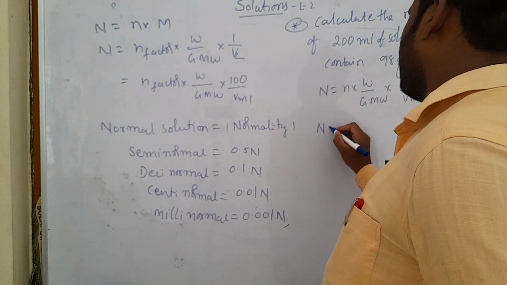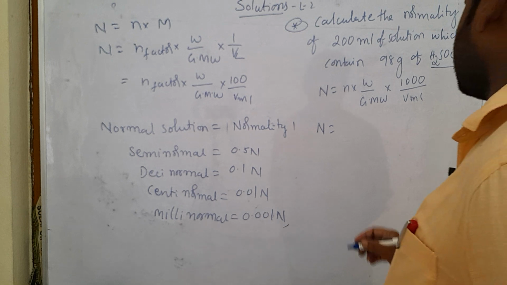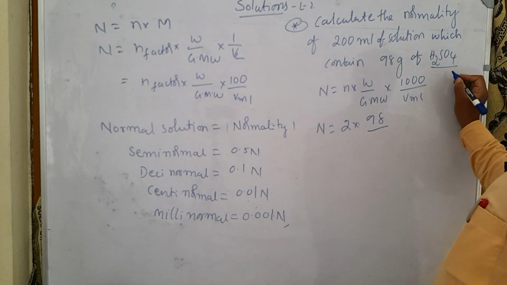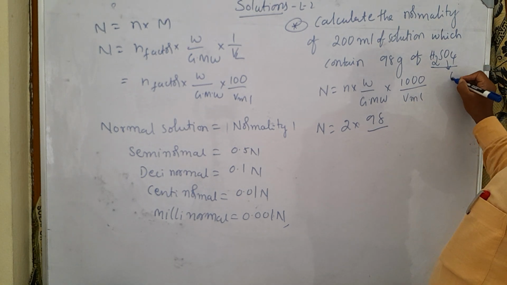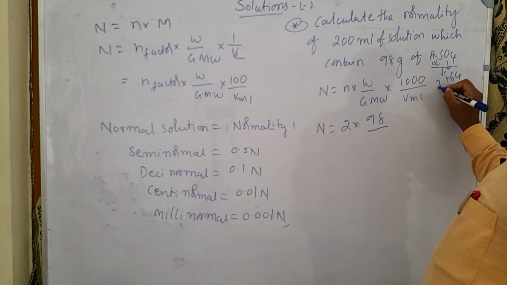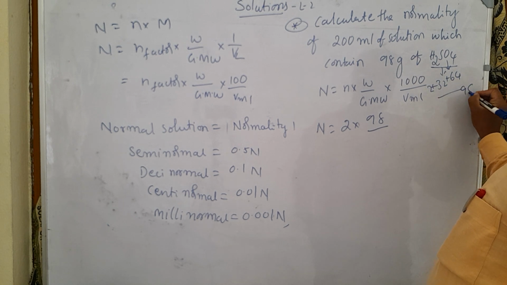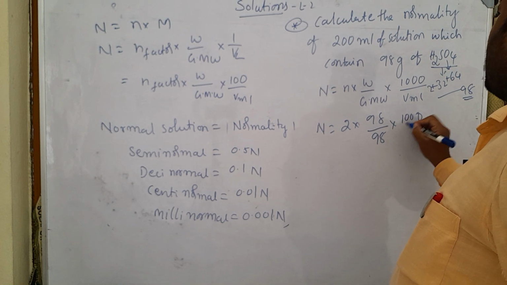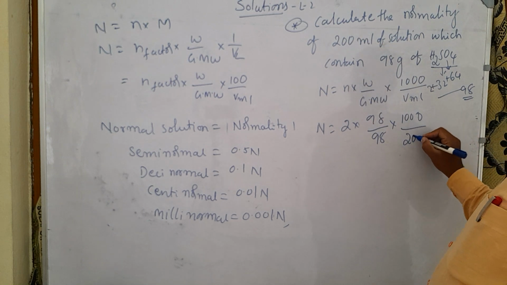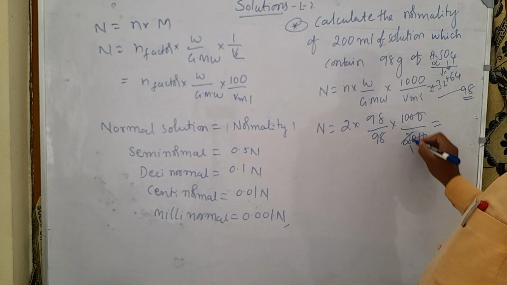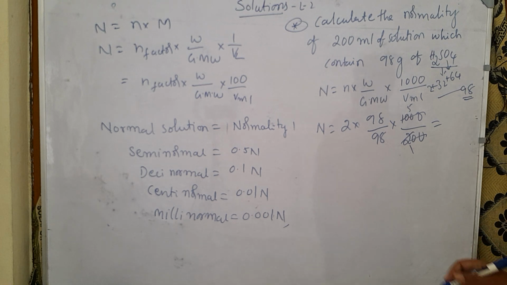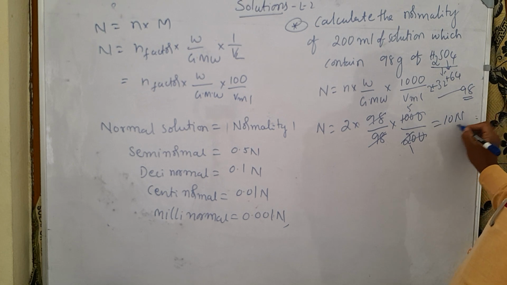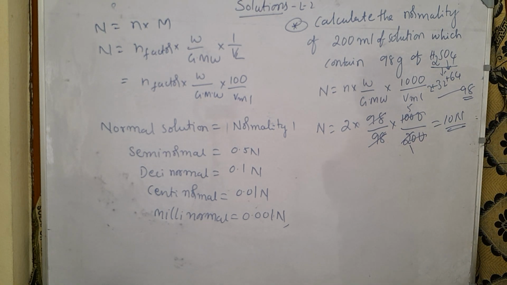We already know the N factor for sulfuric acid is 2, the weight given is 98, and the gram molecular weight of sulfuric acid is 4 oxygens, 64, plus 1 sulfur, 32, plus 2, total 98. So 1000 by the volume given, 200. So 2 ones are 2, 2 fives are 10, the 98 gets cancelled. So that is a 10 normal solution.